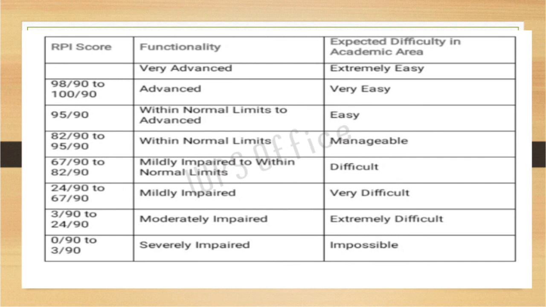Degree of proficiency scores are metrics which show how a child performs on a functional level versus tasks that average children in their same age group or grade would perform at a 90% level of efficiency. Scores can range from 100/90 or 0/90. The table shows a detailed view of RPI scores, perceived functionality, and the score's implication for the child's academic achievement.